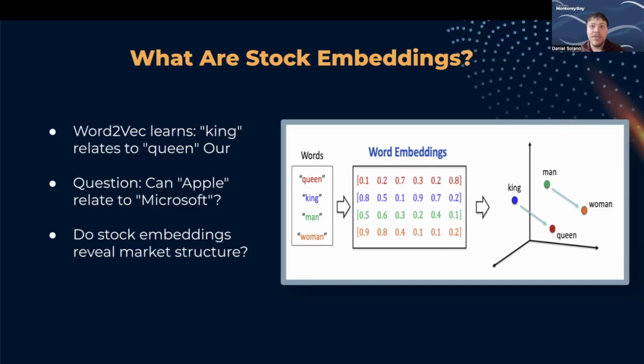So our research question becomes: if word2vec can learn that king relates to queen, can we teach a similar system that Apple can relate to Microsoft? And more importantly, do these stock embeddings reveal hidden structure in financial markets that we can't see?